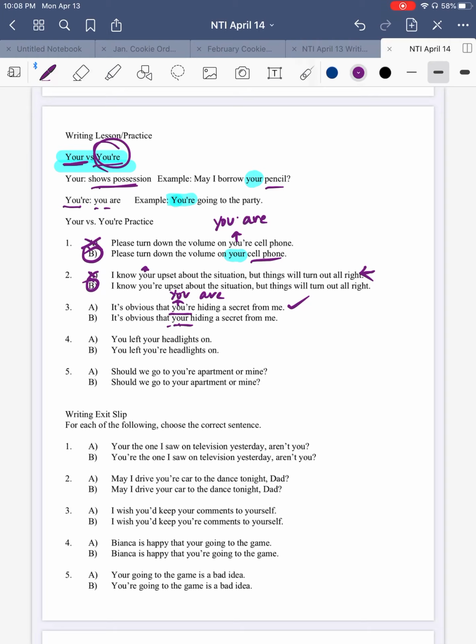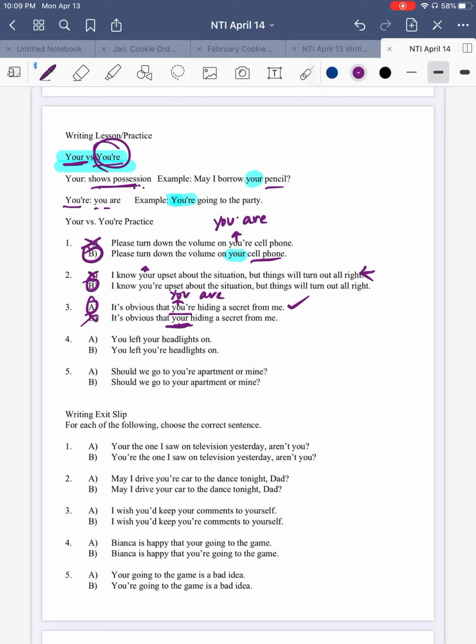B, "It's obvious that your hiding a secret from me," is a possessive, which shows possession, and they don't have anything. They do have a secret, but that's not saying, "Please tell me your secret." That would be possessive. But this is showing that this person is hiding a secret. The correct answer here is "you are," because that is the one that makes the most sense.